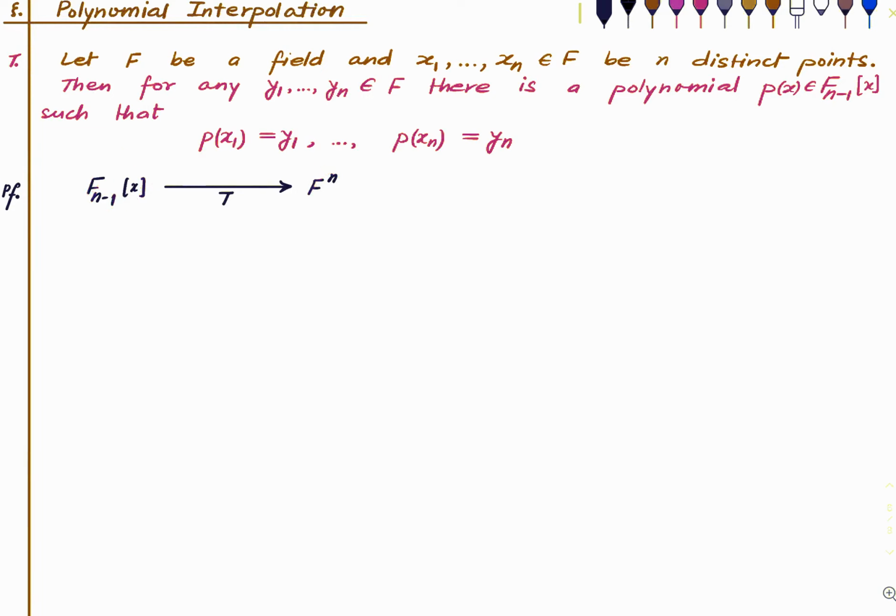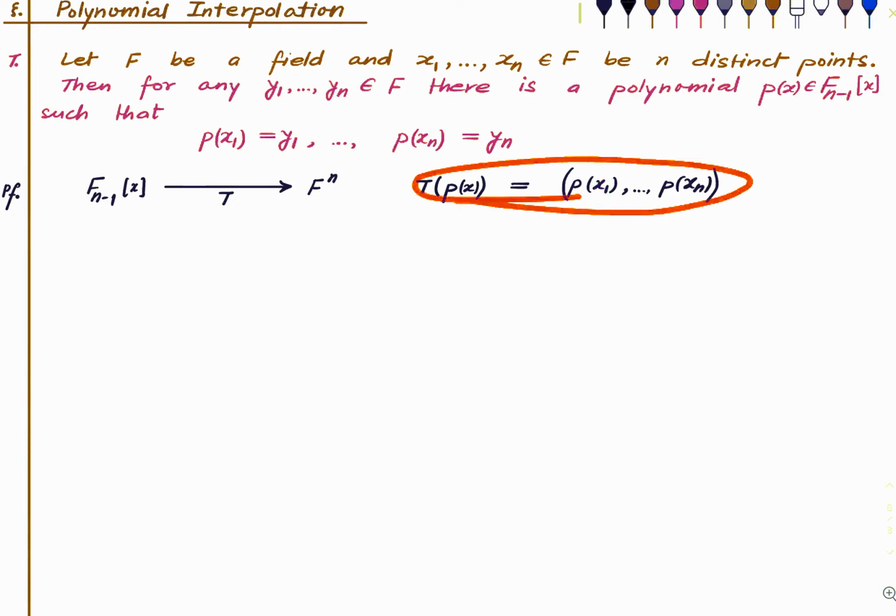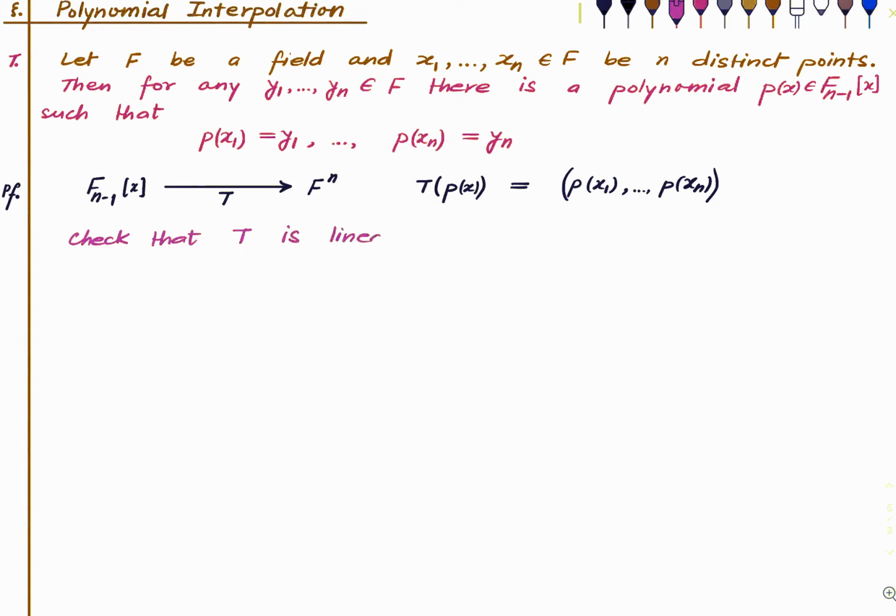And what is the definition? T takes a polynomial p(x) and outputs the evaluations at various xi's. Perhaps it was better to call them alpha i's, but now I don't want to change anything. So this is the definition of T. Again, just to remind, this is the evaluation of P at the point x1. x1 is not a variable or anything. So this is our map, and the point is to check that this is linear. Very easy to check. This is a linear map, and we want to show that it is surjective.